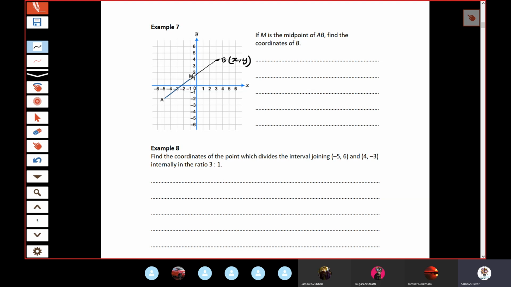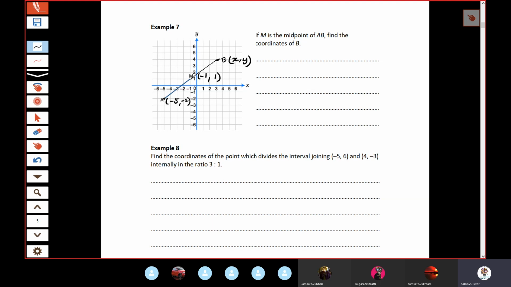We know what A is. A is specifically -5 and -2. And we know what M is. M is -1 and 1. So something we know, something we don't know, we usually label them as x's, or in this case, x's and y's. And then you just do it again.